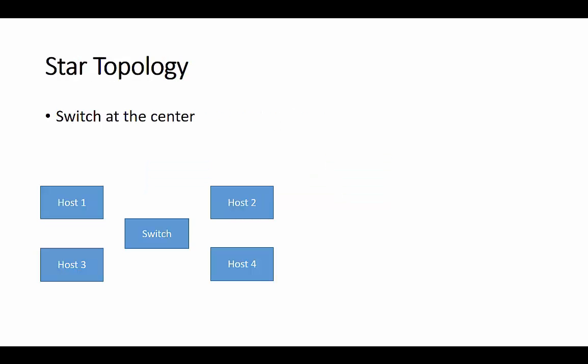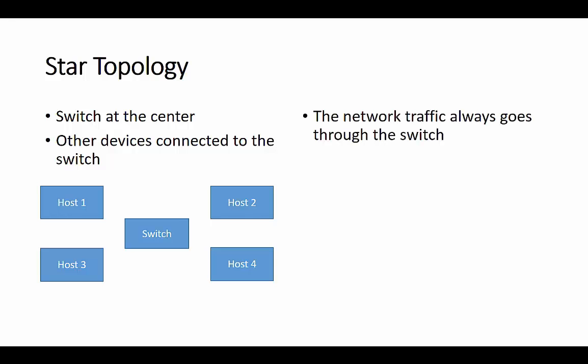Star topology typically involves a switch at the center. Other devices are also connected to the switch in this topology, so these other devices are typically any hosts that need to be connected to the network. In the star topology, the network traffic always goes through the switch at the center of the star. Therefore, there is only one path between two hosts at any given time.